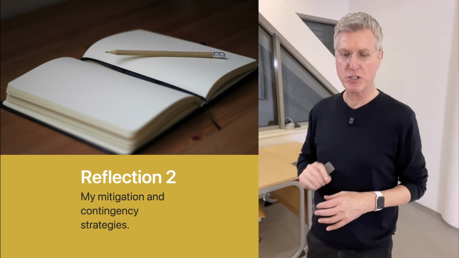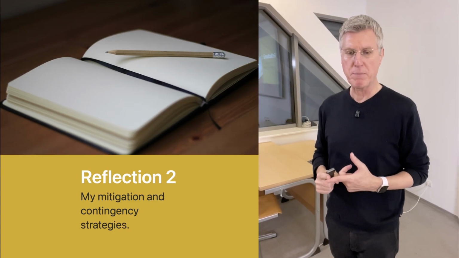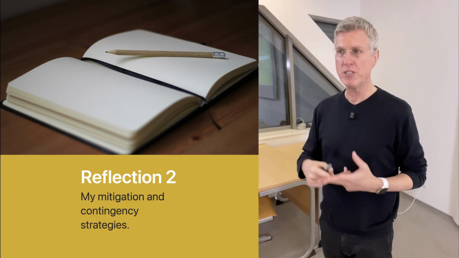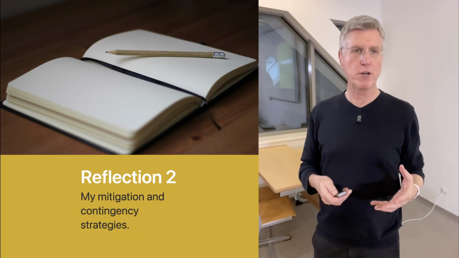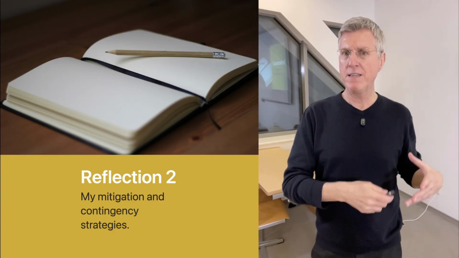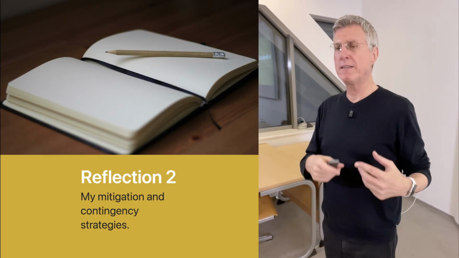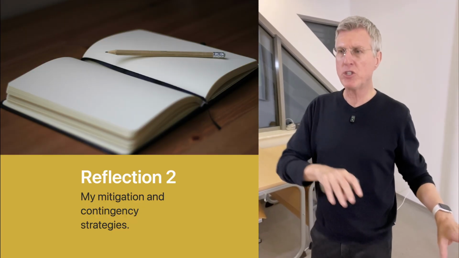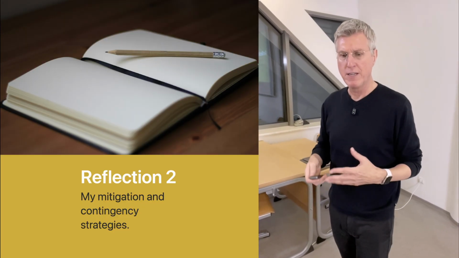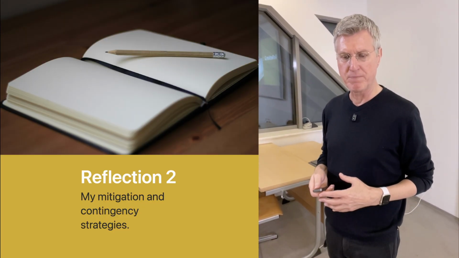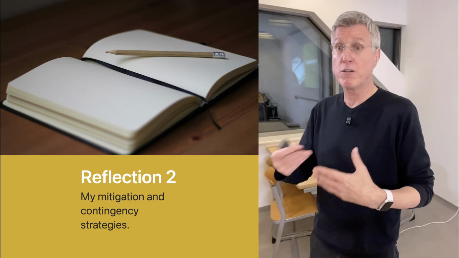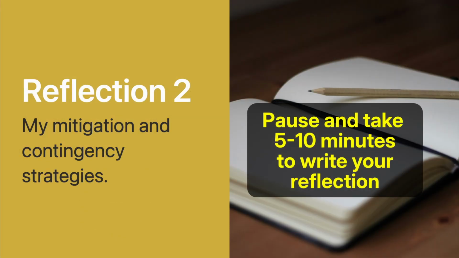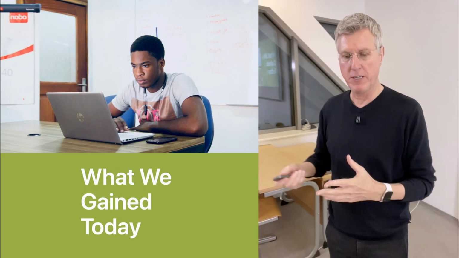So again, on a fresh page, write reflection 2 at the top of the page, and below that, my mitigation and contingency strategies. Think about and reflect on how you will approach analyzing what your risks are and how you will apply a mitigation plan and a contingency plan to address the various risks that you've identified. So take around 8 minutes, just write creatively on that, and just show your thinking on that. Again, if you have more to write, please continue writing.